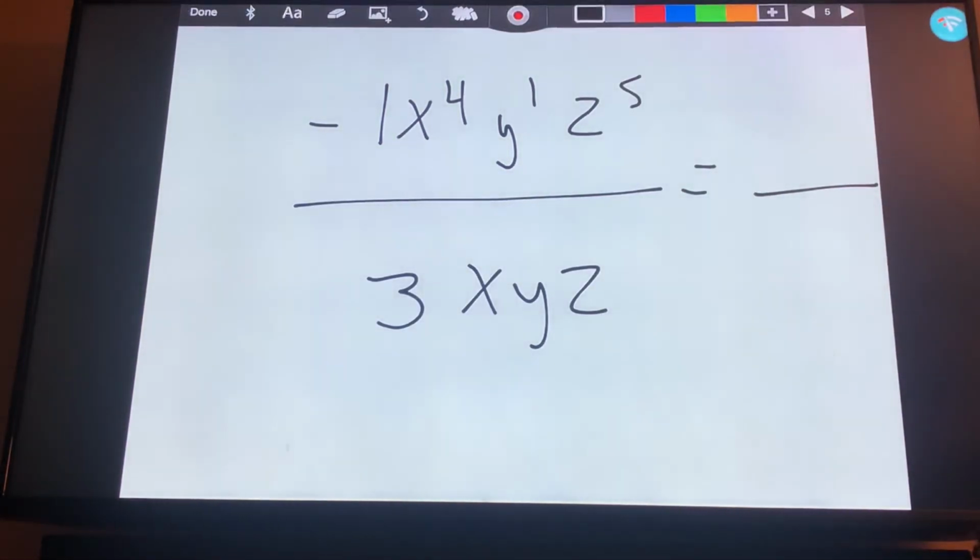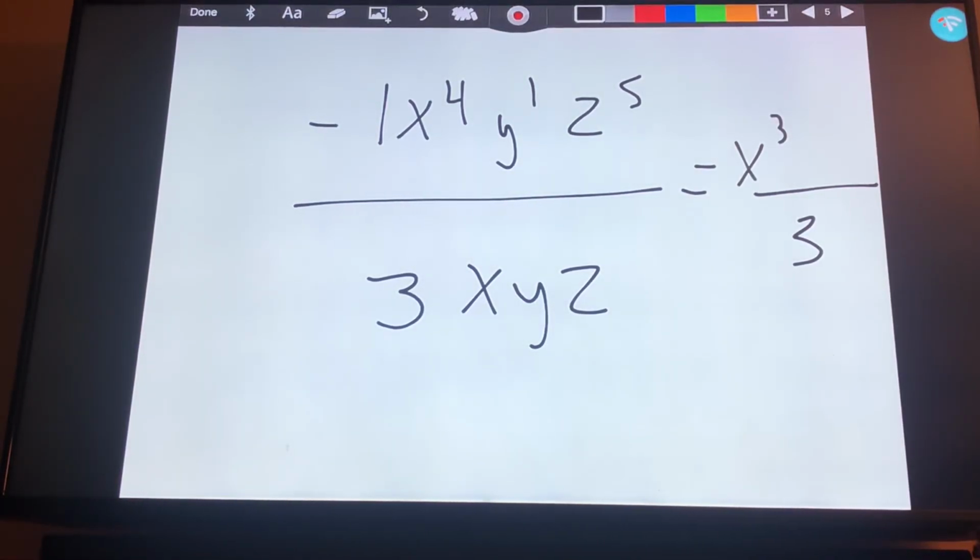So riddle me this. We don't have any constants on top, right? So we have to at least keep this one on the bottom because it is positive. You cannot have a negative constant on the bottom. You can have a positive, but you cannot have a negative. Since we've been subtracting the top, what's going to be our x to the fourth minus x to the first? Well, that's going to give us x to the third.